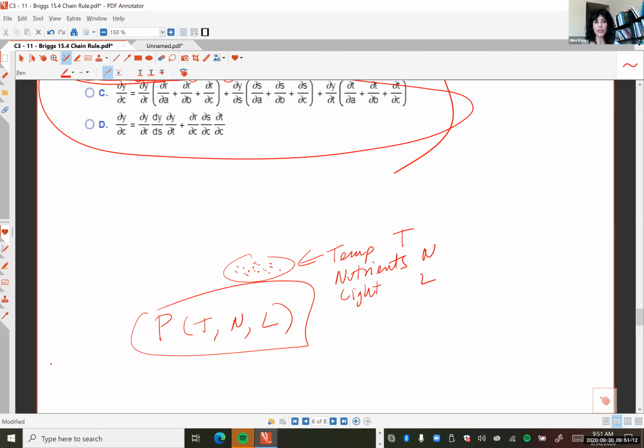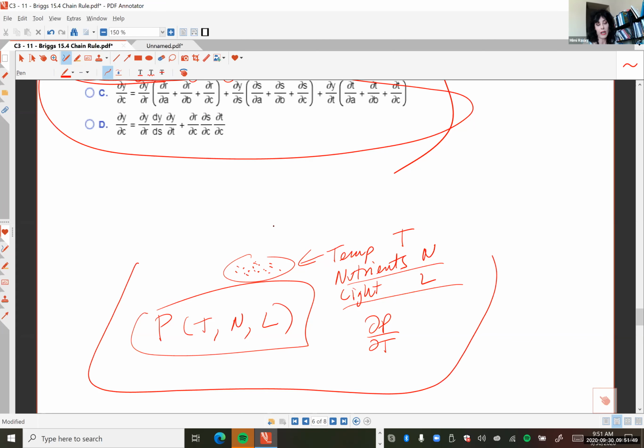Now, do you see this as a function of three variables? What if I want to check how the population of coronavirus gets affected if I want to increase the population? Let's say we're going to change the temperature, but we'll hold the amount of nutrients at some constant level and the light at a constant level. And we'll look at the rate of change of the population of the coronavirus with respect to the temperature, T. Does this make sense?